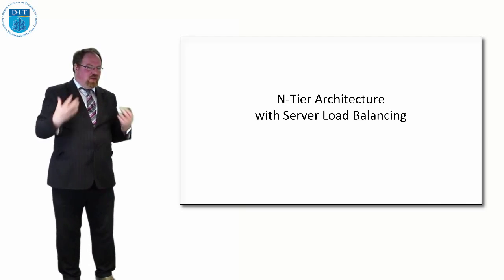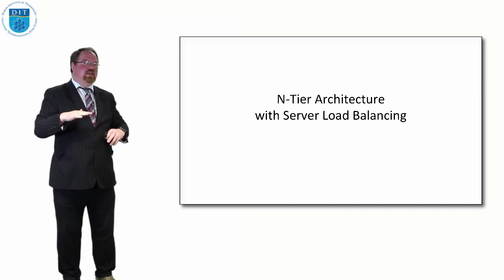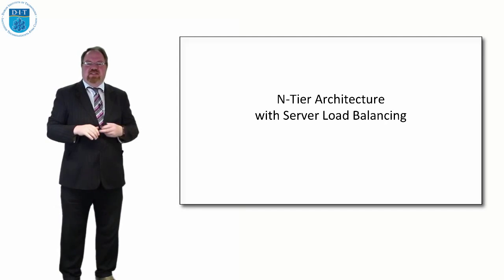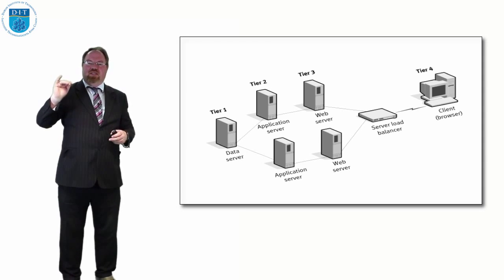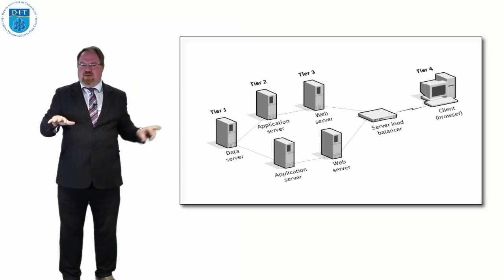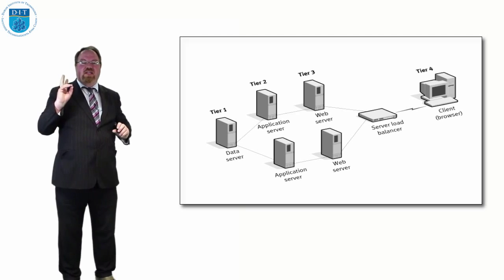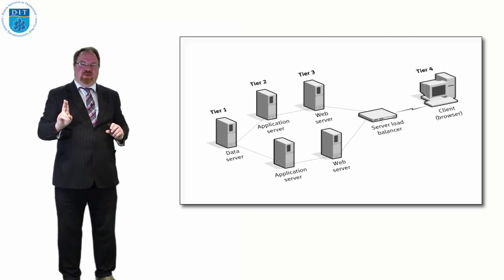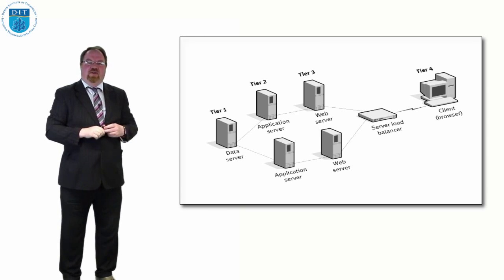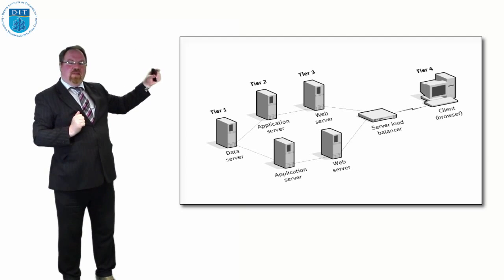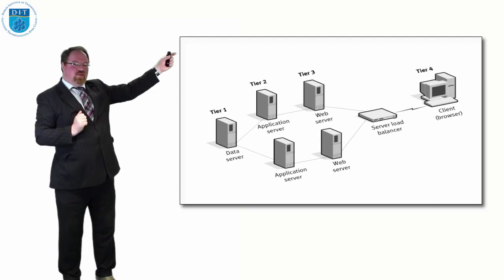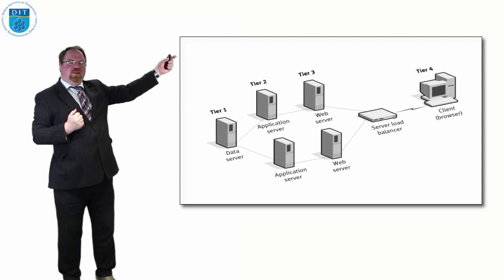We can also have an n-tier architecture that has what's called server load balancing. That is to say, there's a little device in between the client and all the computers. And let's say we want to log on to Facebook. Our typical way through the top web server and application server is very slow because there are a lot of people using it at the moment.